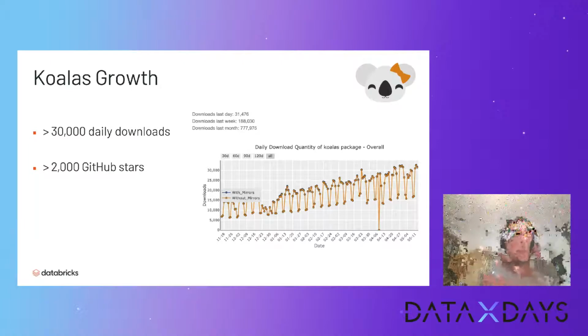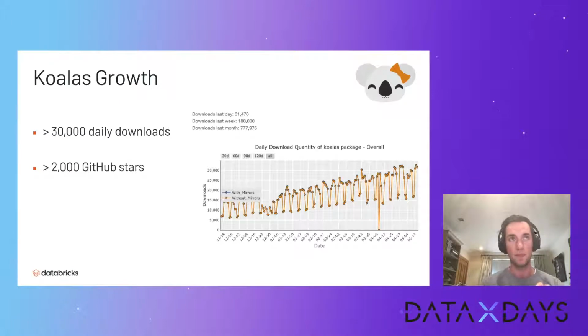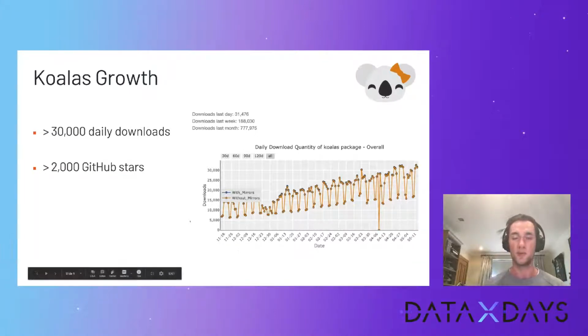So just in terms of the project's growth over the last year, as of end of May this year, Koalas had over 30,000 daily downloads, over 2,000 GitHub stars. So really displaying a lot of growth. It's gained a lot of traction as well. And it's not just committers from Databricks. This started internally from Databricks, but has, in the open source way, gathered a lot of interest from others outside of Databricks as well.